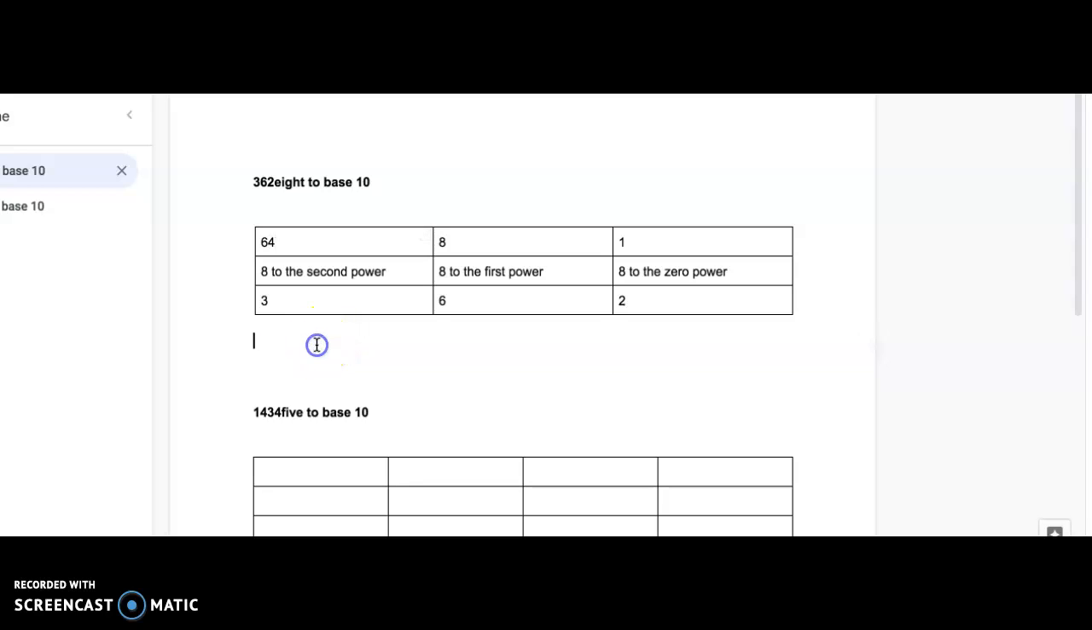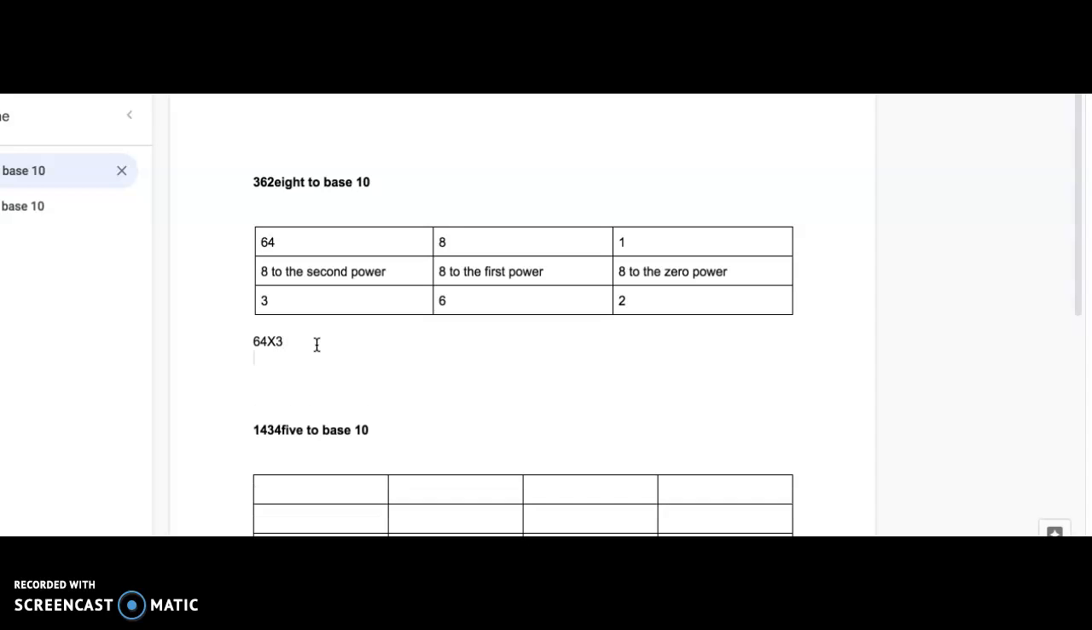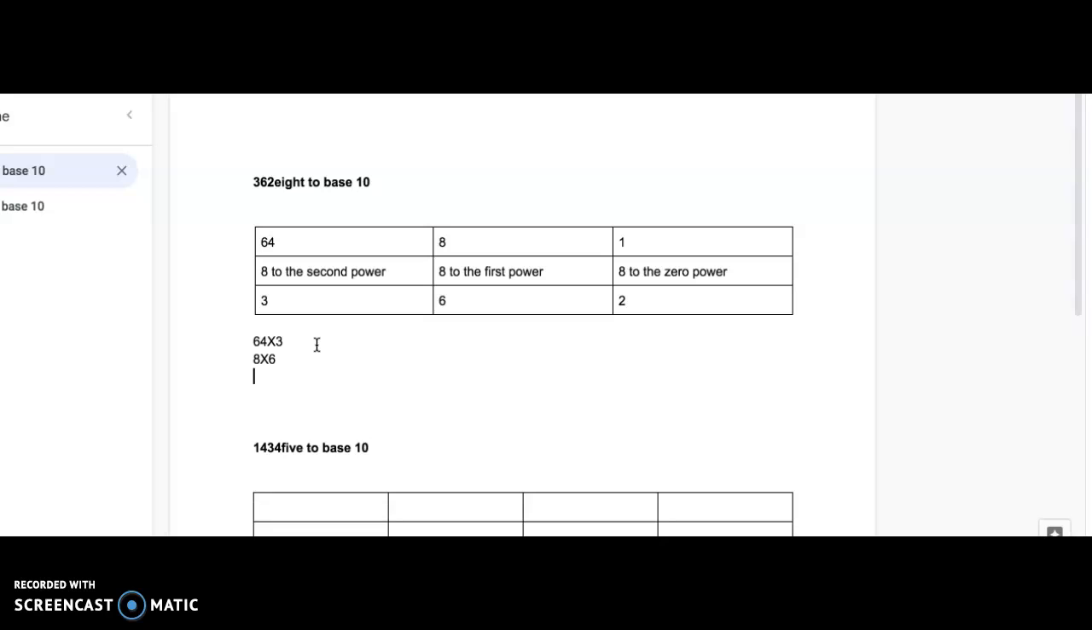So first, I am going to multiply 64 times 3, and then we are going to multiply 8 times 6, and then we are going to multiply 1 times 2. 64 multiplied by 3 equals 192. 6 multiplied by 8 is equal to 48. And 1 multiplied by 2 is equal to 2.